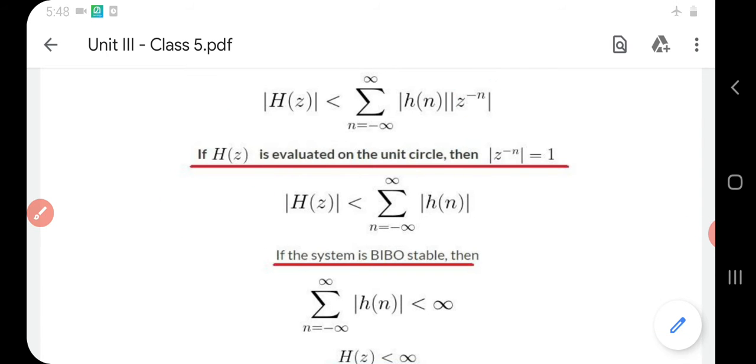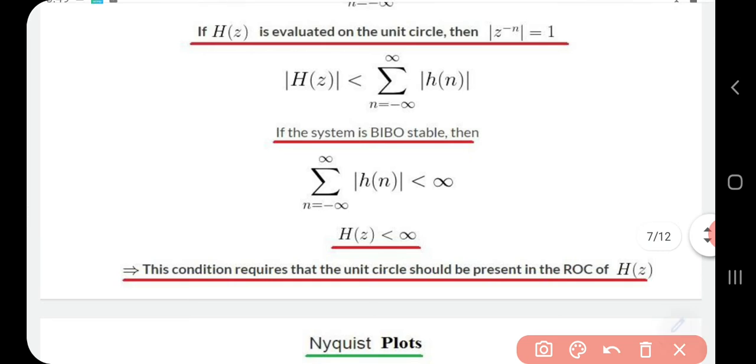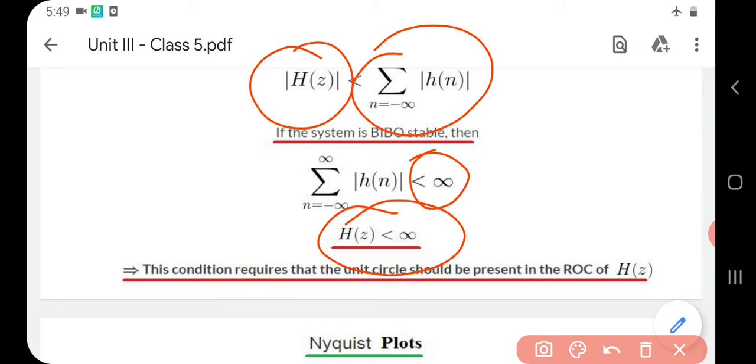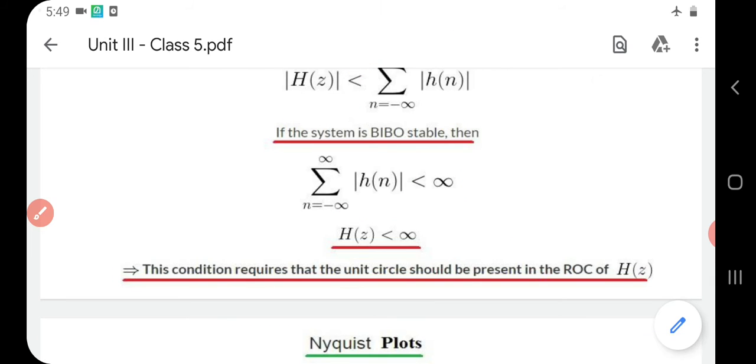Now if the system is BIBO stable, then this particular term should be less than infinity. That means this one should be less than infinity. So this is the condition, the request that the unit circle should be present in the region of convergence of H(z). So this is the condition for stability of a control system in terms of Z transform.